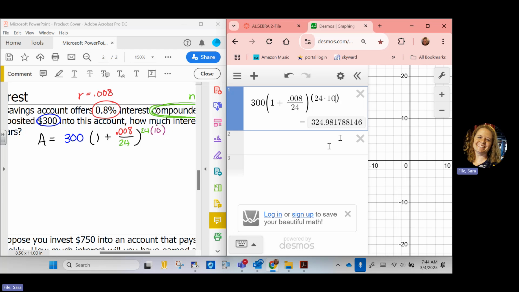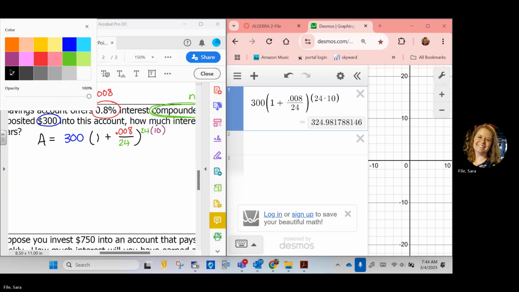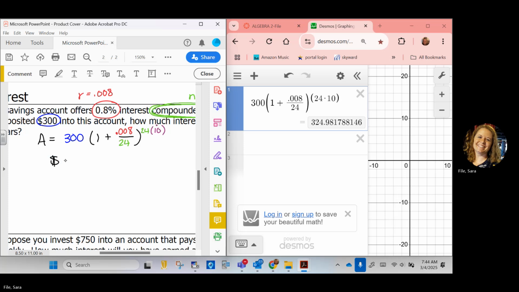That's not a very good interest rate, 0.8%. Okay, I would look for something with a better rate. Now, if you're only being charged 0.8% interest, that's a great deal.